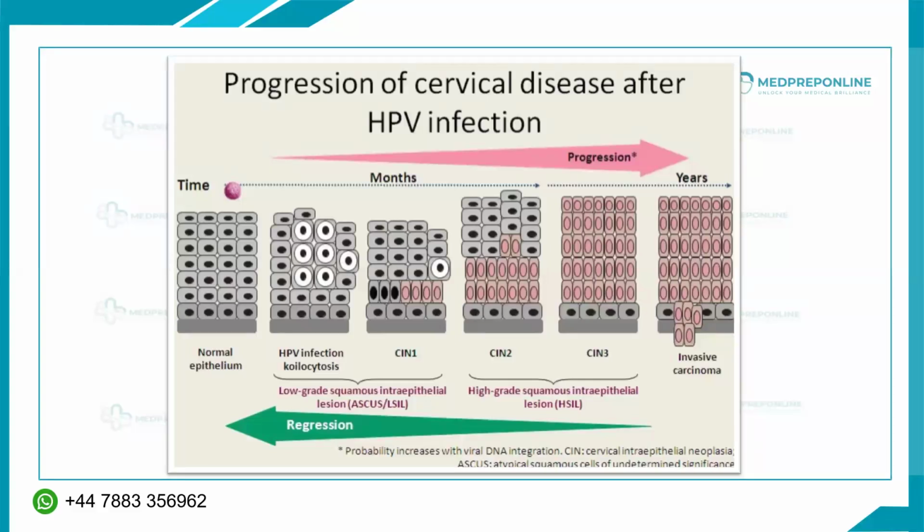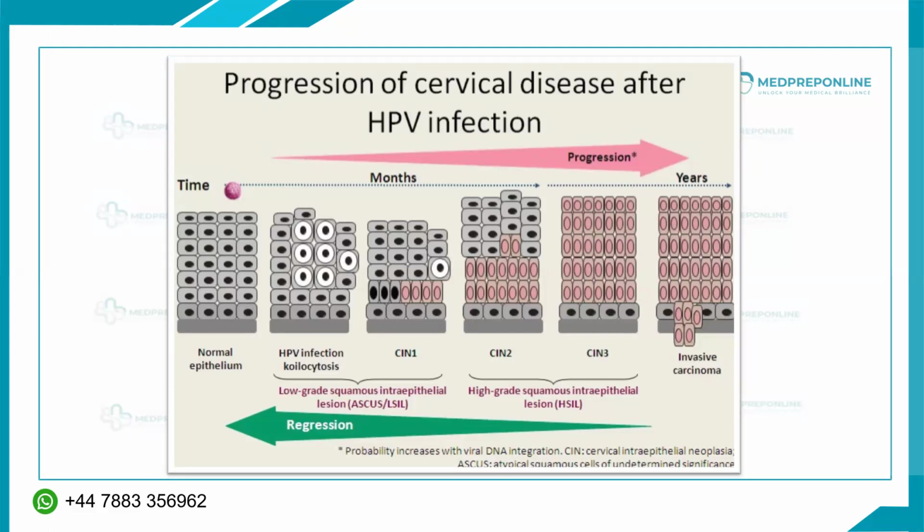So now you have a normal epithelium. Once the human papilloma virus gets integrated into the DNA, it transforms the cells, and these HPV infected cells are called koilocytes, right? So this will again convert to a CIN1. These are classified as low-grade squamous intraepithelial lesion. Then CIN2 and CIN3. Now in CIN1, you can see only the basal layers, less than 1/3 of the epithelium, is involved.